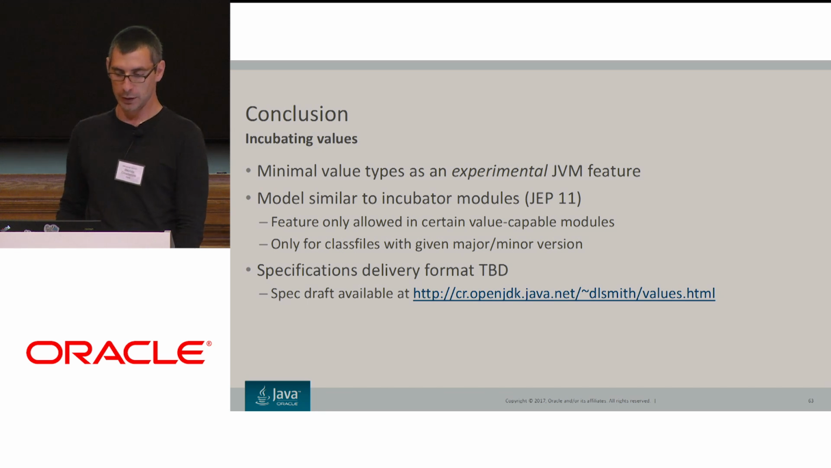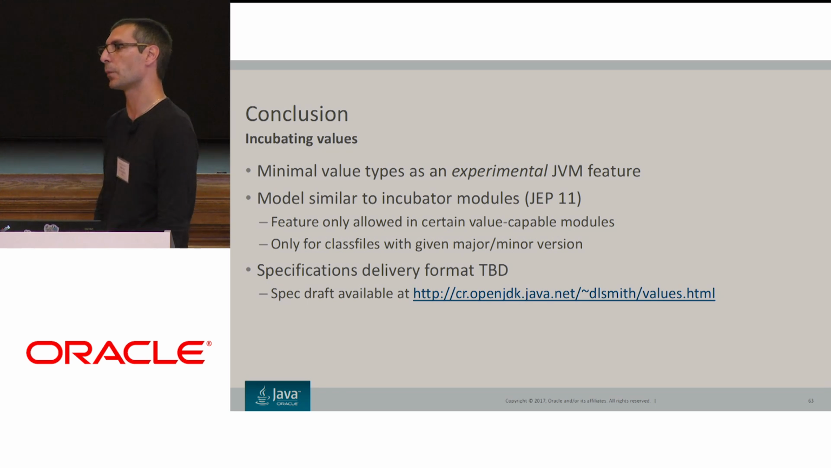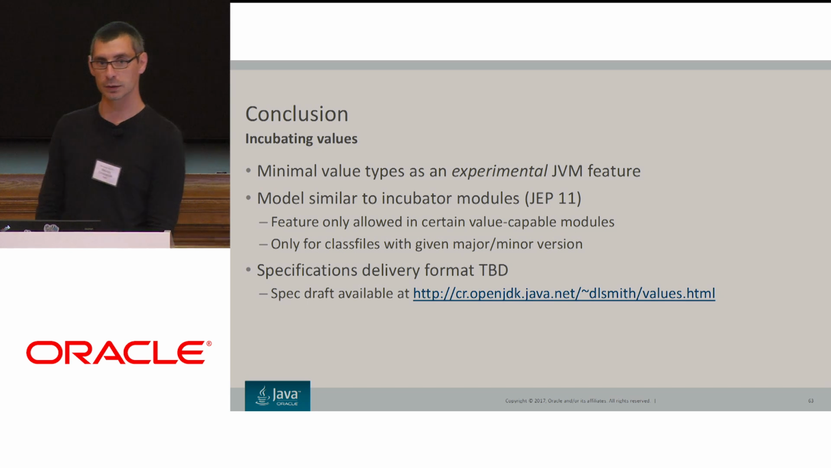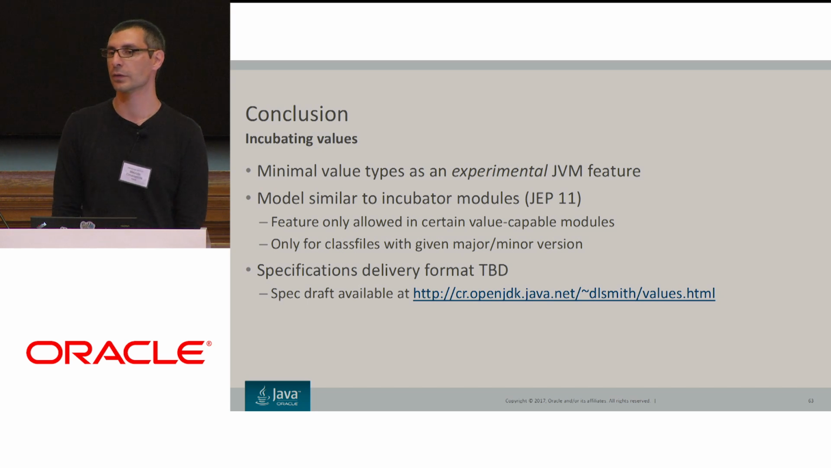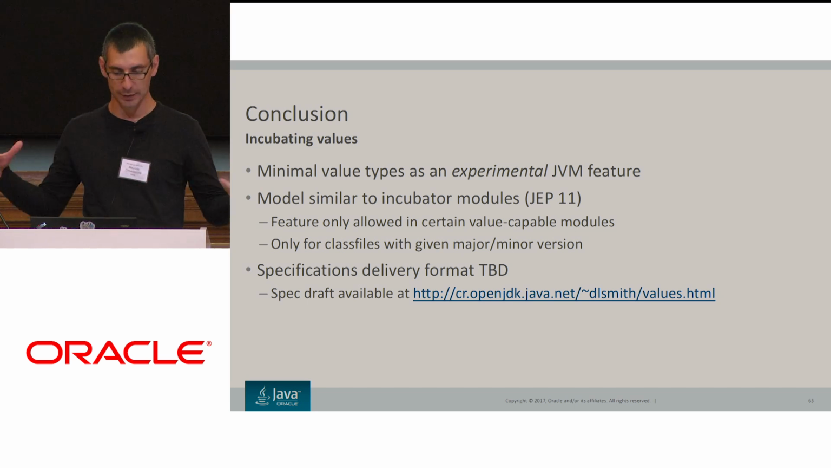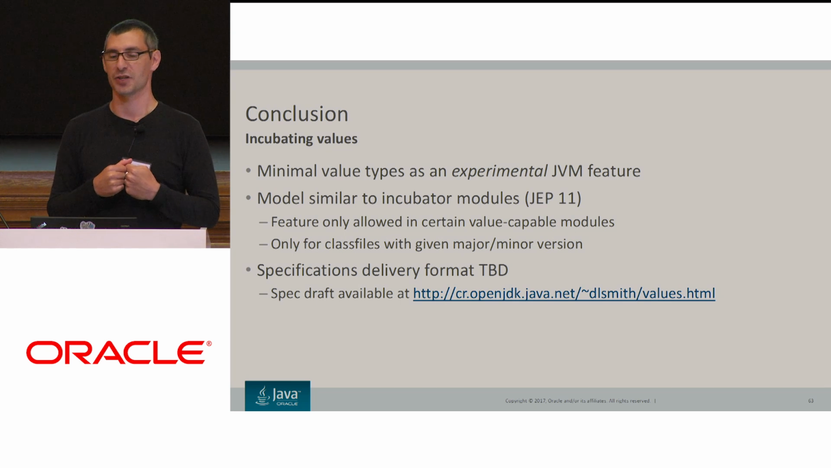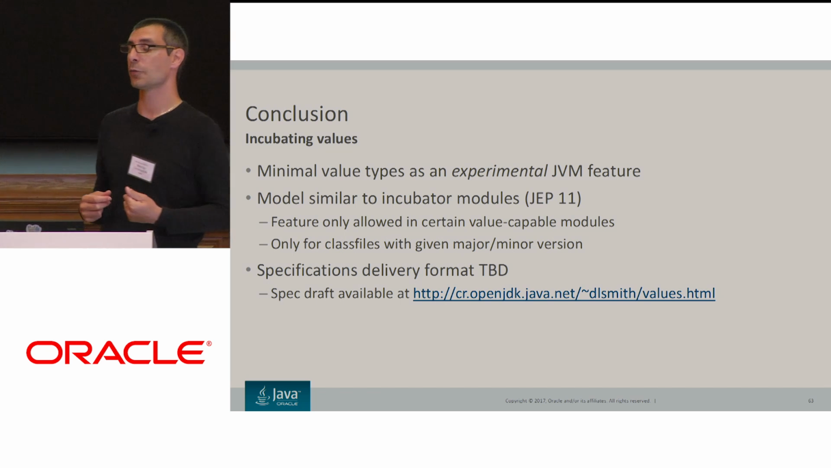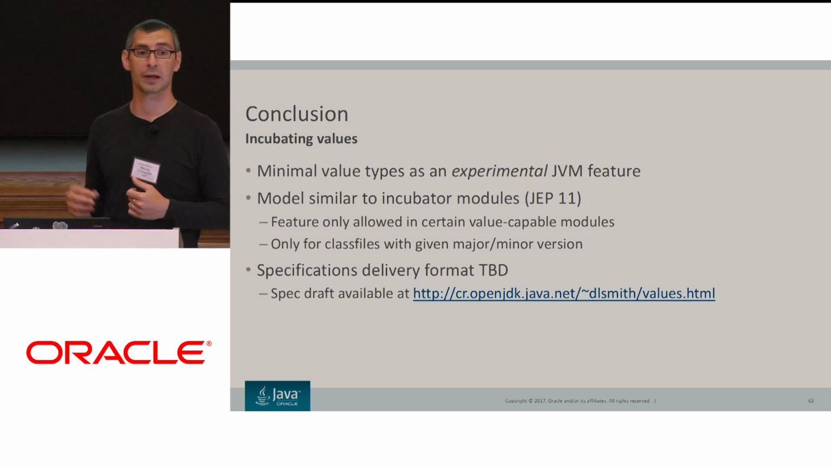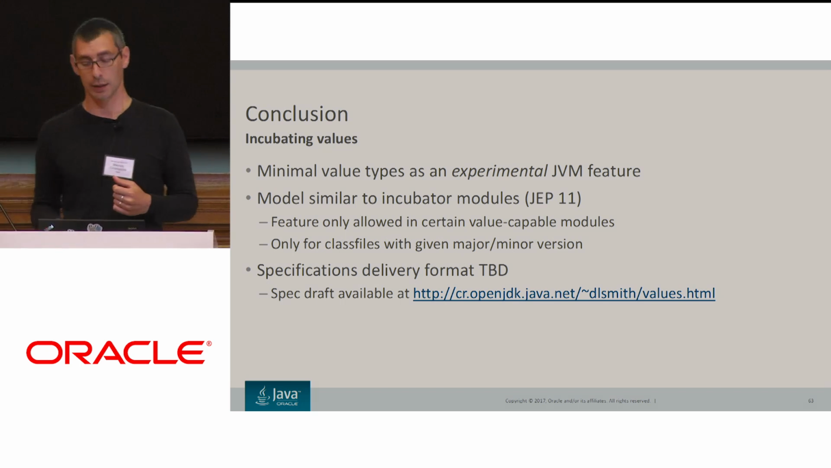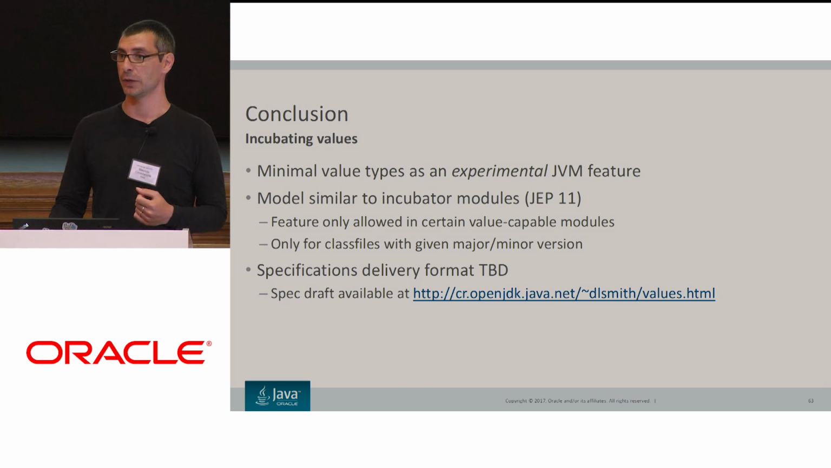first, we are looking to ship MVT as an experimental VM feature. So we will probably adopt a model which is close to the incubator model described in ZEP 11. So there will be so-called value-capable modules, and the set of value-capable modules can be expanded through a set of JVM incantation flags. There is going to be a spec addendum for value types, and the delivery format for that is still TBD. But we do have a spec. Thanks, Dan, for putting that together. So we do have a full spec for values, and that's a really important piece.